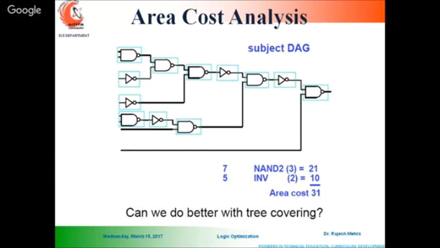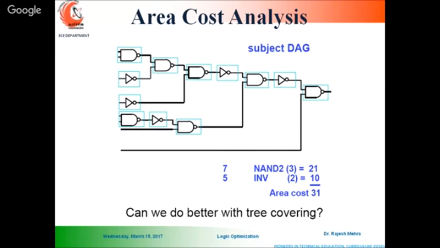Your first thing is you calculate the cost of each and every gate independently. Our initial start is we are calculating what? We are calculating the cost of each and every gate independently. Here you can see how many inverters there are? There are 5 inverters and there are 7 NAND gates.